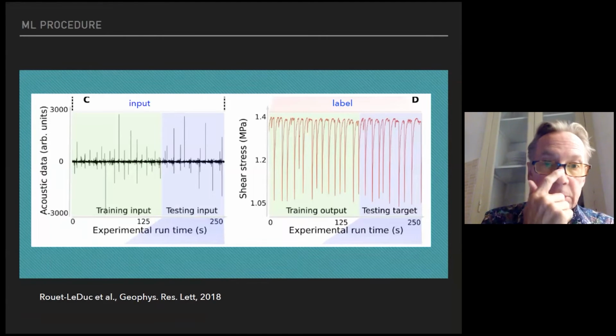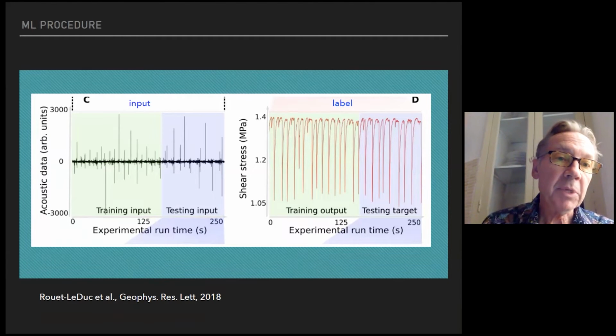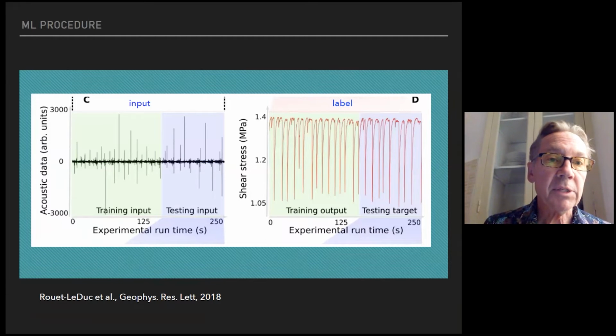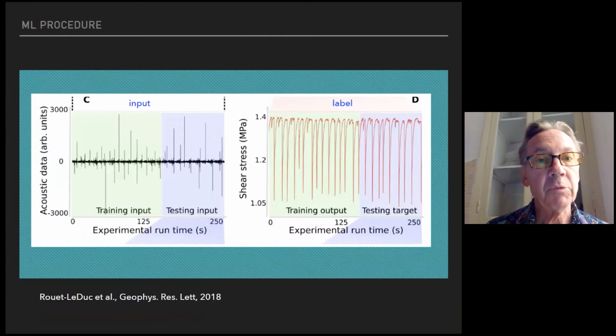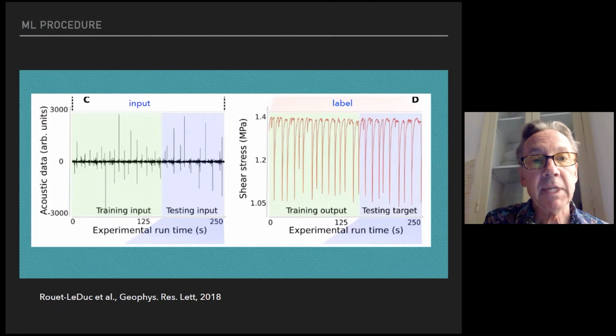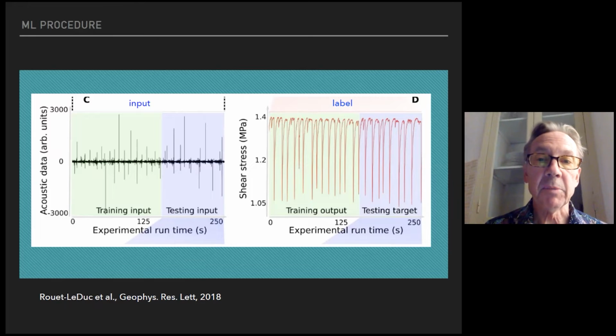you can see the initial results we were obtaining from the laboratory a couple of years ago. On the left-hand panel, you see the acoustic emission data, in arbitrary amplitude, and on the bottom axis, the experimental runtime. What you see in the green shaded region is the data used for training the model, and the blue or gray overlay shaded area is testing the model. For the model training, again, we use the full acoustic emission signal from the left-hand panel, panel D, and we're trying to map to the shear stress signal. On the right-hand panel, you see shear stress as a function of experimental runtime.